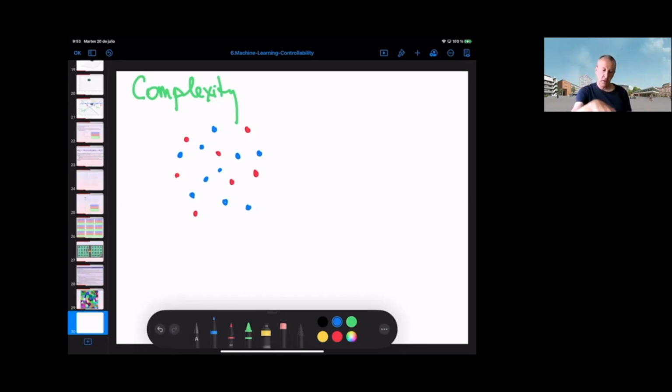So now, if you give me a cluster like this, where I see blues and reds mixed, how do you think I could characterize the complexity of the algorithm I will need, the maximal complexity of my algorithm? Do you have any suggestion? Any comment?